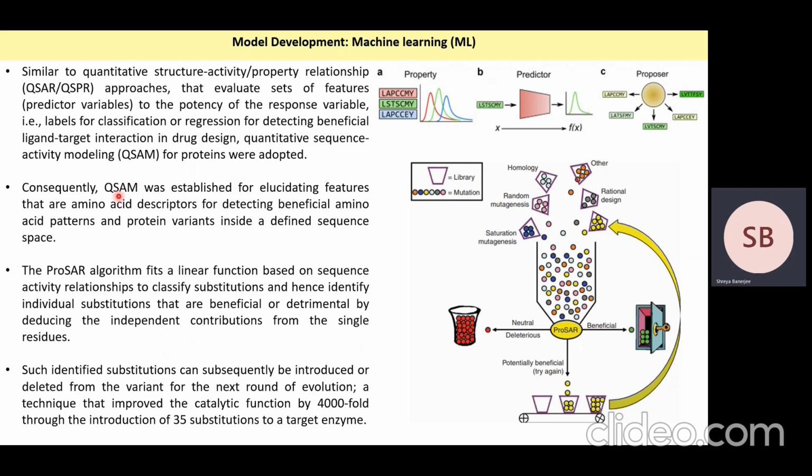So consequently, this quantitative sequence activity approach was established for elucidating features that are amino acid descriptors for detecting beneficial amino acid patterns and protein variants inside a defined sequence space. So basically, this sequence activity relationship was used in order to make a kind of information well in which information is deposited on what the features of different amino acids are that make them have specific function when they come together in a particular protein structure. Now, this information is what is used in machine learning.